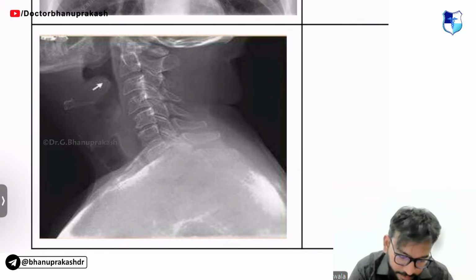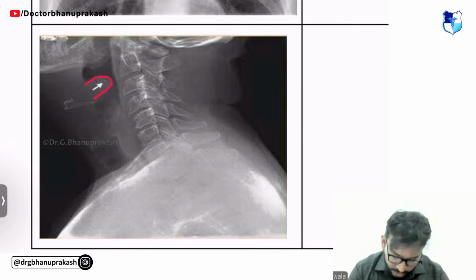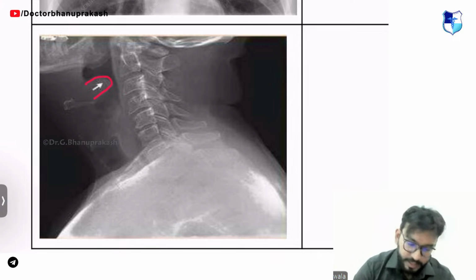Can you see this inflamed epiglottis? Yes, this is your thumb sign of acute epiglottitis.